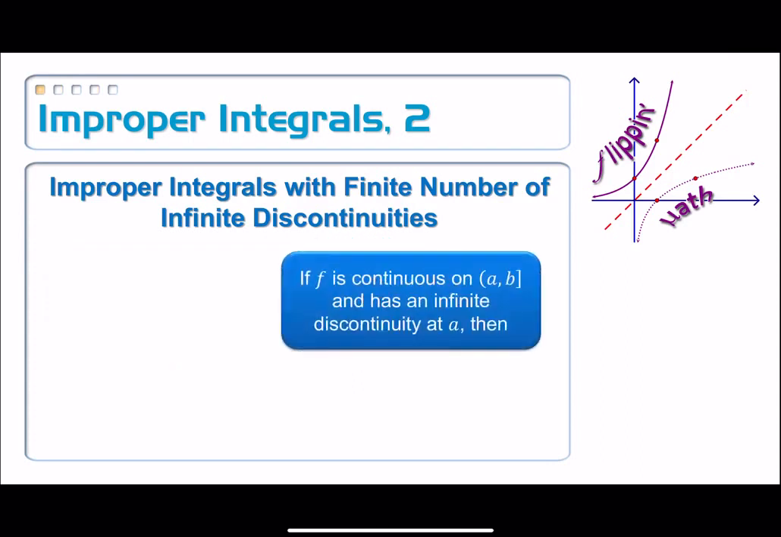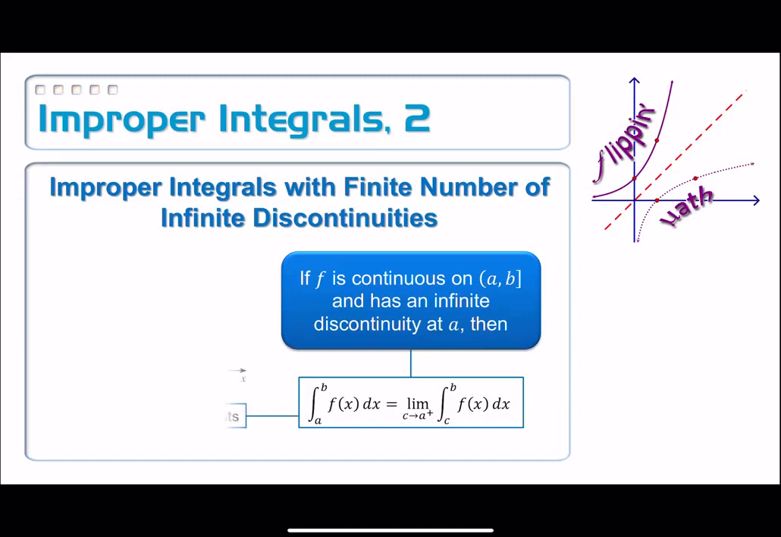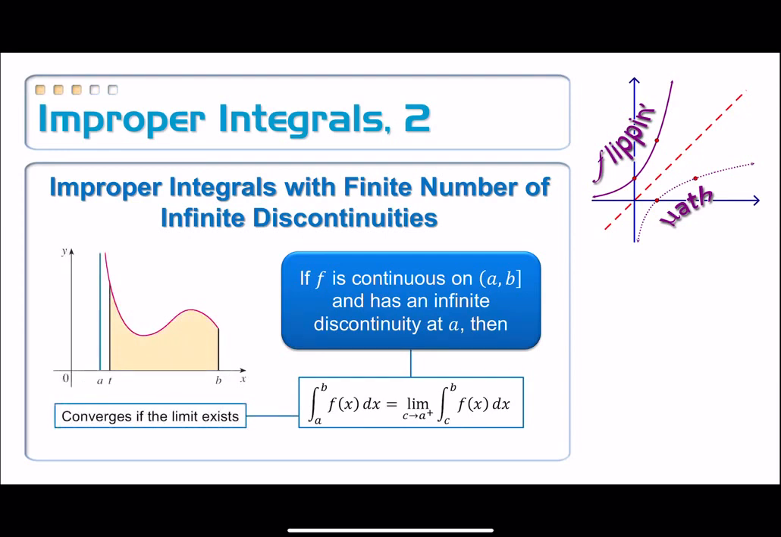Our next case is if we have an infinite discontinuity on the left-hand side at a. So we have a vertical asymptote at a. We're going to turn that into a limit. Again, it's in disguise. We're going to take the a out, replace it with something, let's say c, and have c approach a from the right-hand side this time. So again, let's look at a graph to help us make sense of this. If I have a vertical asymptote on the left-hand side, on my lower bound, then I have to approach it from the right side, which is why c approaches a from the right. We're going to say it converges if that limit exists, and we're going to say that it diverges otherwise.